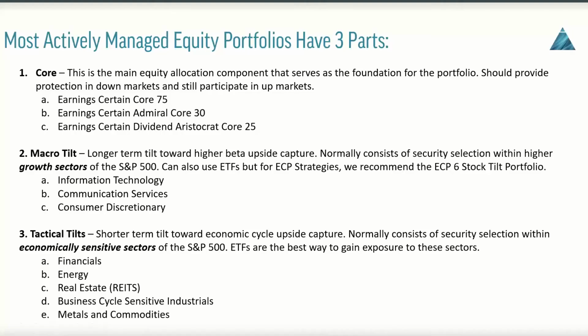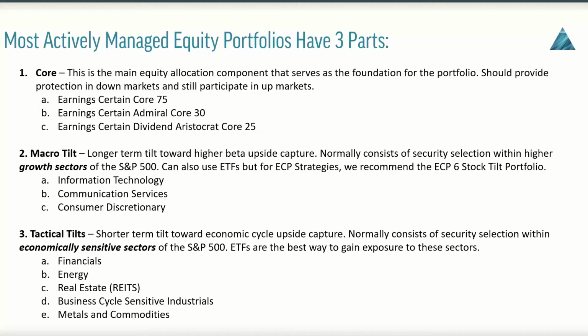To simplify things, let's talk about what most actively managed equity portfolios have in common. Traditionally speaking, they have a core, and this is the main equity allocation component. The idea here is that this portion of the portfolio should provide protection in down markets and should still offer participation in up markets.